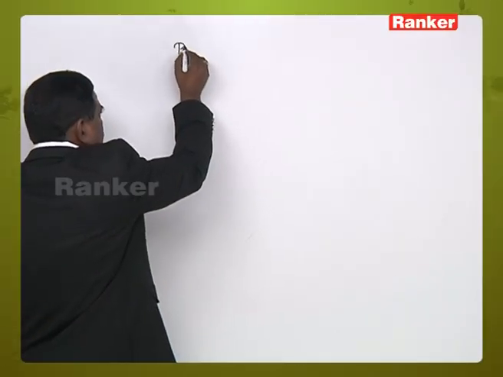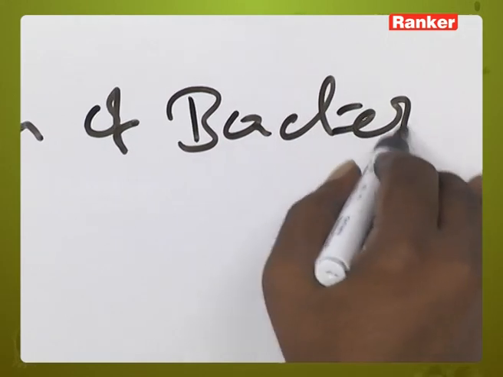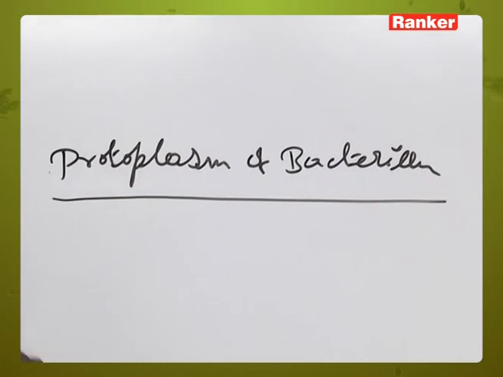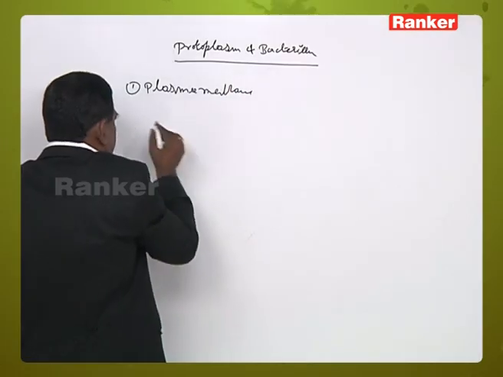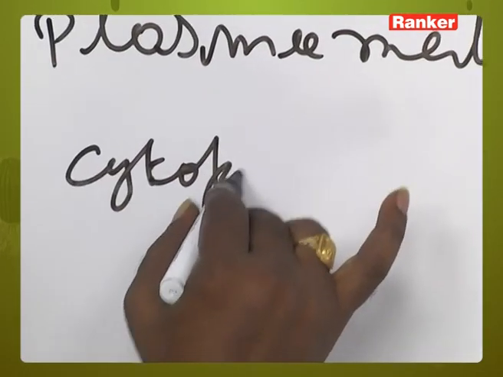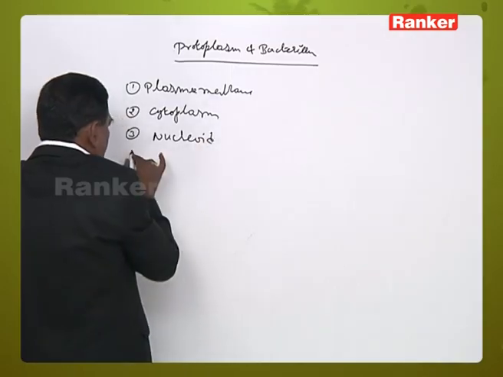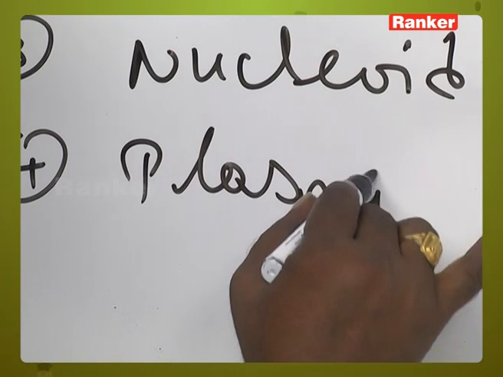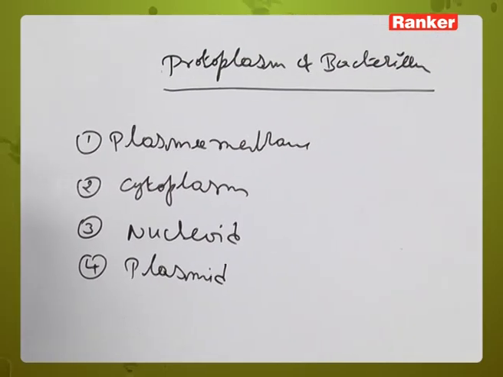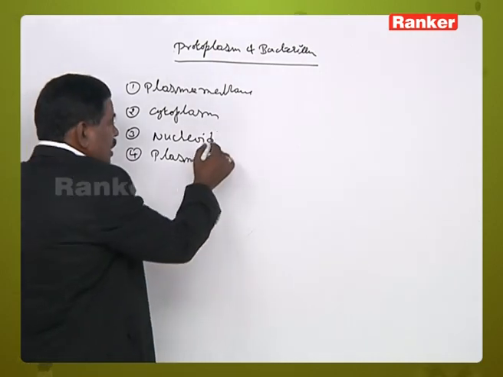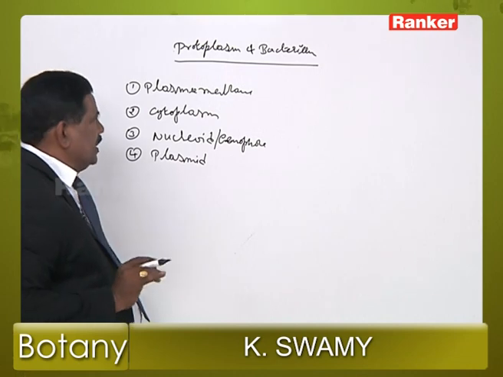Next one, protoplasm. Protoplasm of bacterium includes plasma membrane, cytoplasm, nucleoid, also called genophore, and plasmid. Now first come to the plasma membrane.